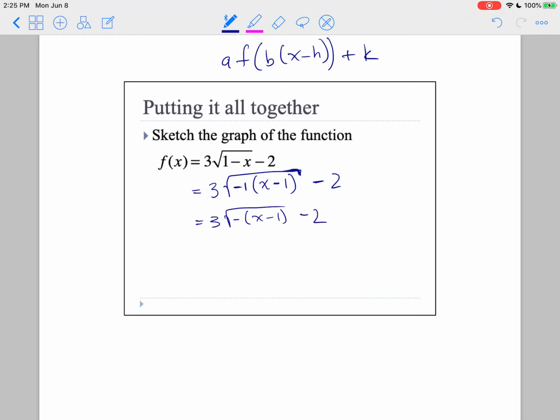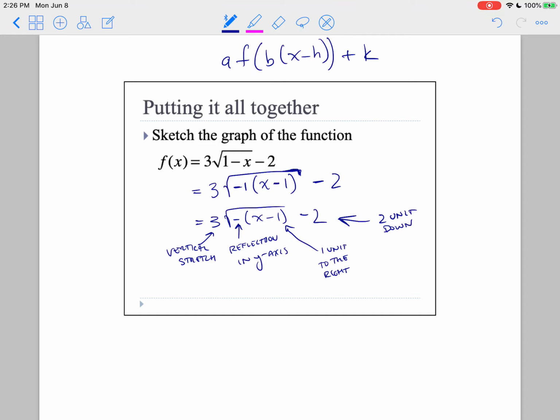Okay, so now this lets us know that I do in fact have a b value, it's negative 1, and that negative is going to be a reflection in the y-axis. We have this vertical stretch. We have 1 unit to the right shift, and we have a 2 unit down shift. So that's what everything in this equation is doing.